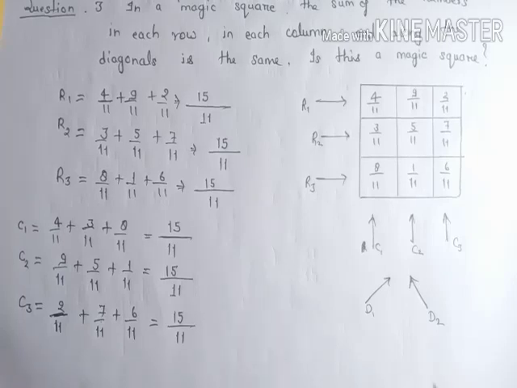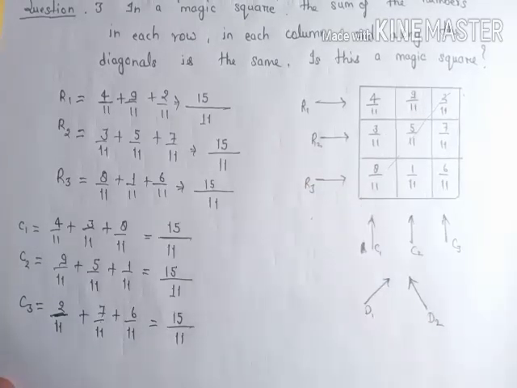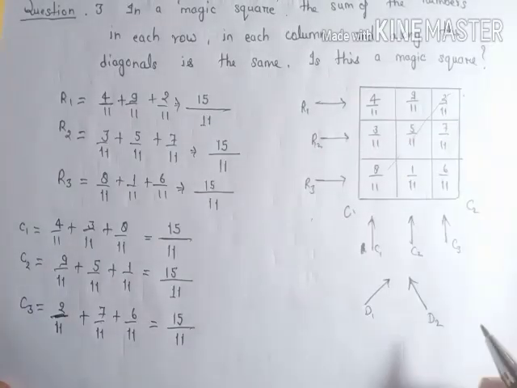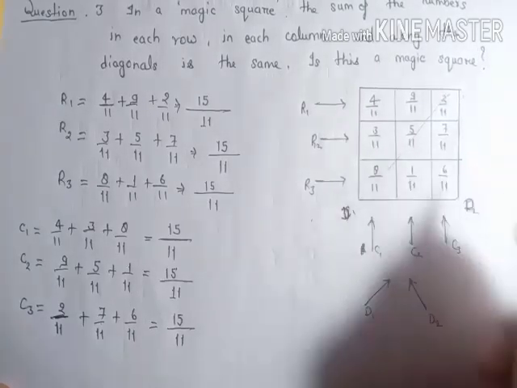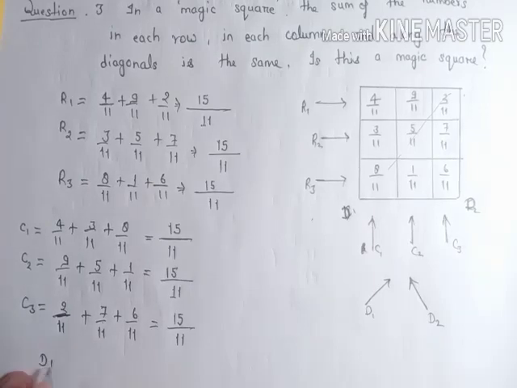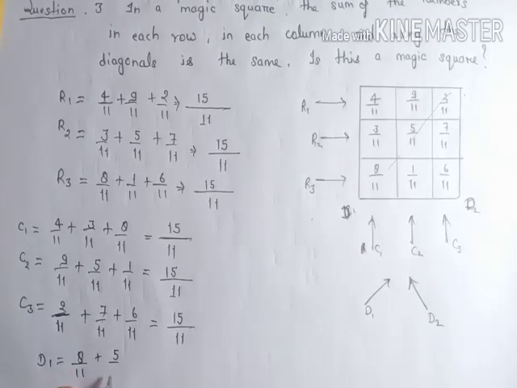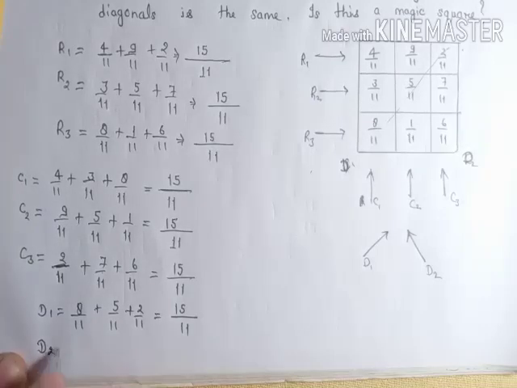Let's check the diagonals now. So this is the first diagonal and this is the second diagonal. We have to write D1 and D2 here, otherwise we will be confused. So diagonal D1 is what? 8 upon 11, 5 upon 11, plus this 2 upon 11. Check the answer: 8 plus 5 is 13, 13 plus 2 is 15. Yes.